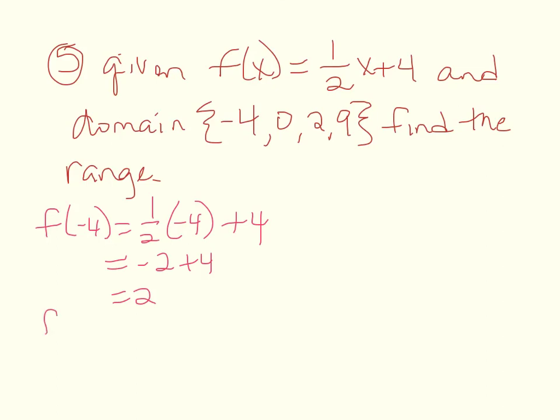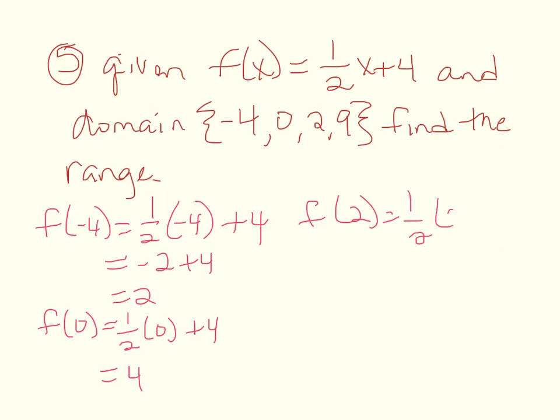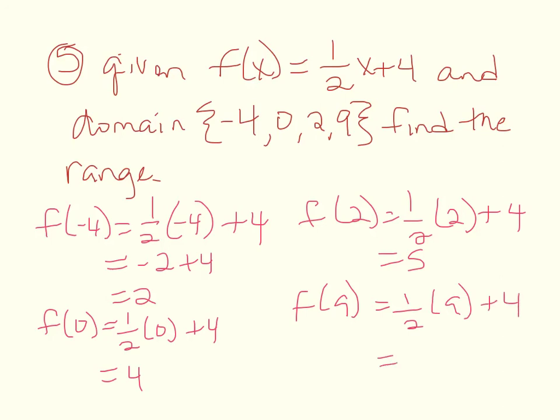Then we're going to do the function of 0. So 1/2 times 0 plus 4. Half of 0 is 0, plus 4 is 4. Now we're going to take the function of 2. So 1/2 of 2 plus 4. Half of 2 is 1, plus 4 is 5. And then our last one is 9. So we have 1/2 of 9 plus 4. Half of 9 is 4.5, plus 4 is 8.5. You can do that, or you can leave it as a fraction if you would like.